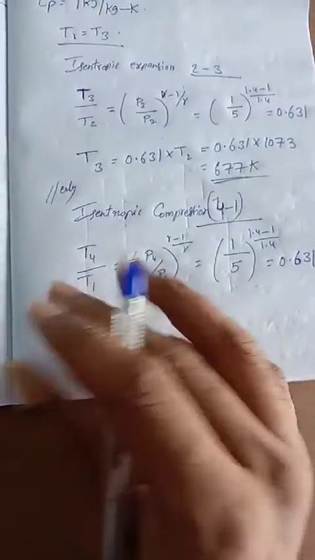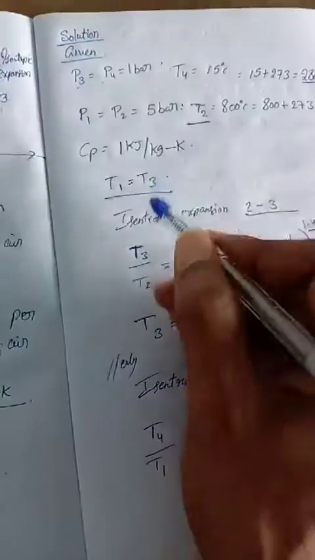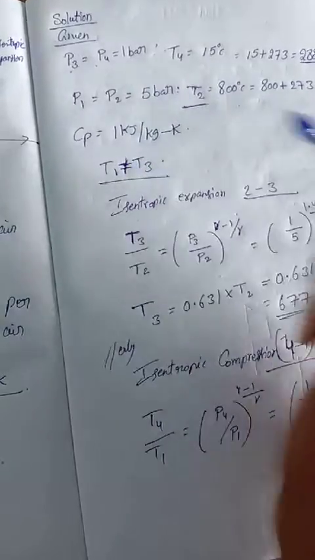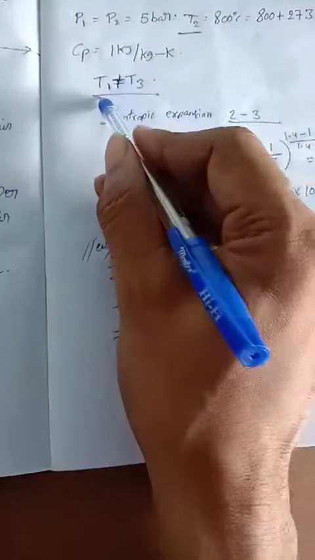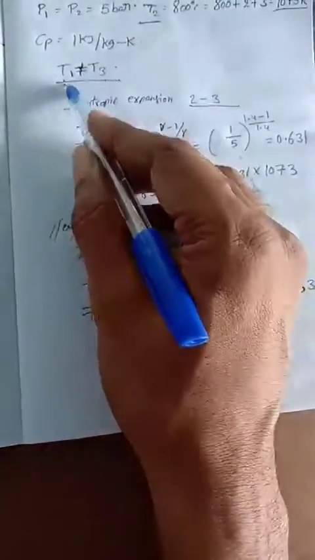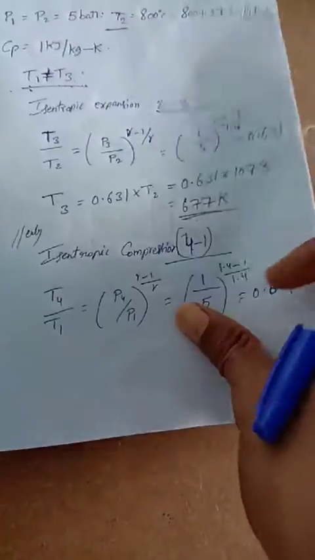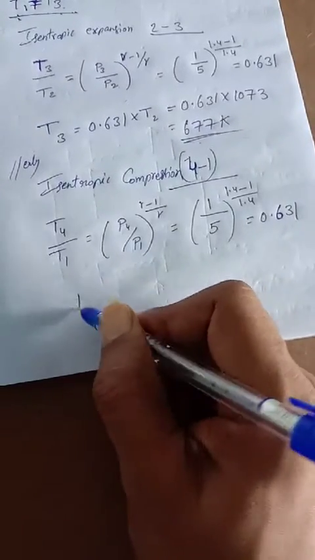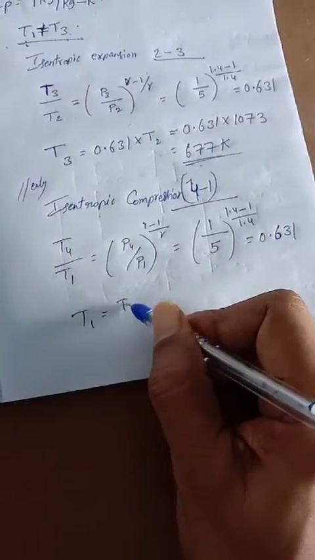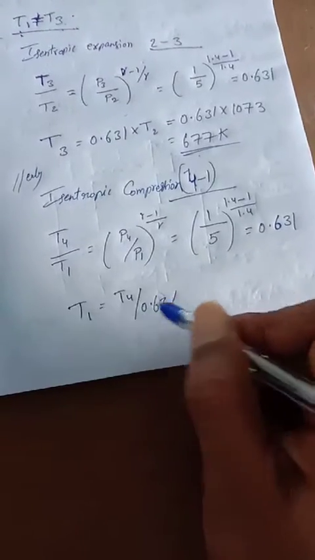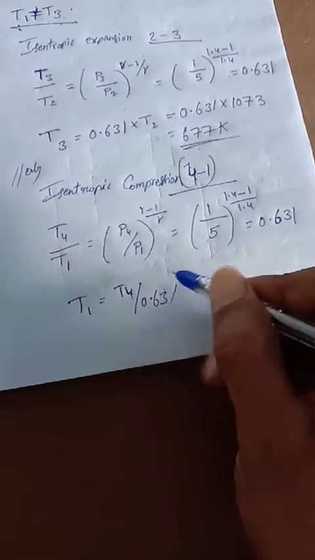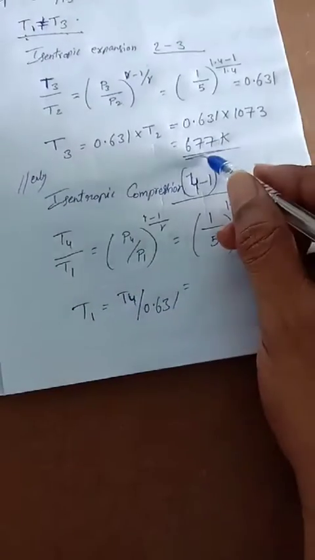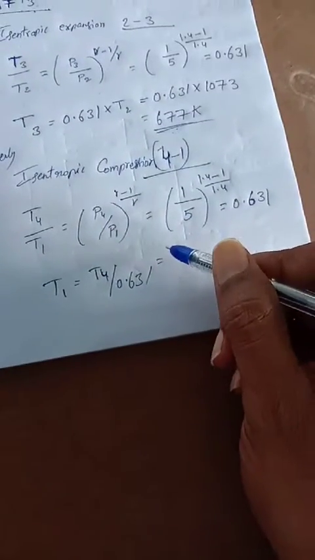You see here, we are very close but it is not equal. If you solve and the same answer comes, it means T1 is equal to T3. If a different answer comes, it means T1 is not equal to T3, then we will see how it works. So T1 is T4 divided by 0.631. It will come to 677 kelvins or some different answer, we will see.